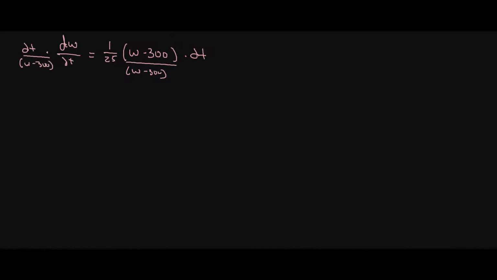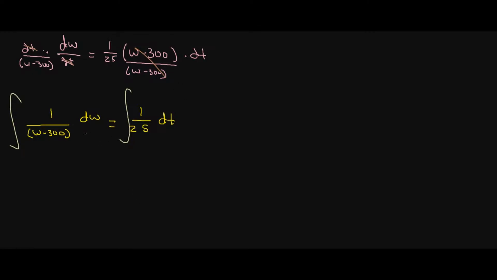So as you guys can see here, our dt's cancel out. Boom, boom. Our W's cancel out. Our variables are separated. Let me go ahead and write them down. 1 over W minus 300 dW is equal to 1 over 25 dt. Now that our variables are separated, let us go ahead and take the antiderivative of both sides here.